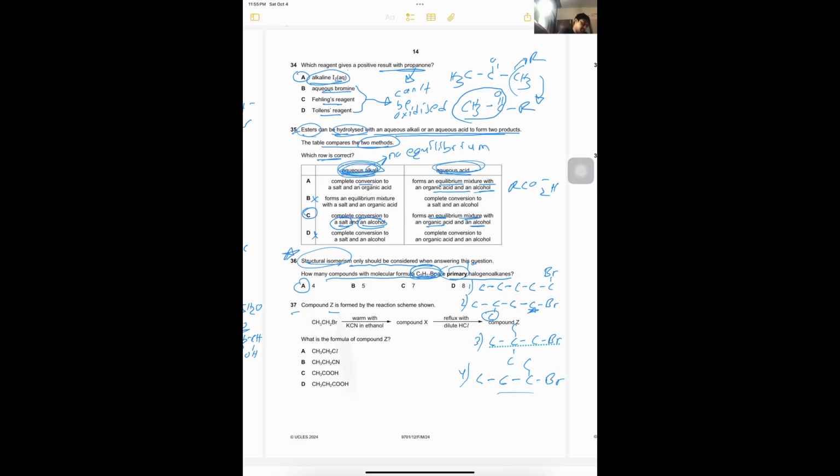Question 37. Compound Z is formed by the reaction scheme shown. So CH3CH2Br is warmed with KCN in ethanol, and it will form a nitrile, right? I'm drawing only the structures here again. And then it is refluxed with HCl, and finally it will form an acid, right? So the option should be D.